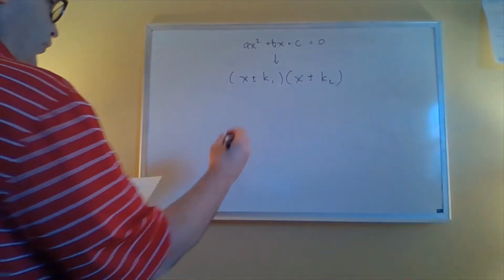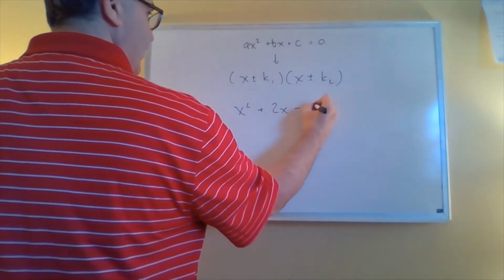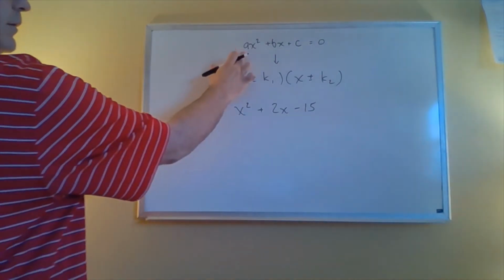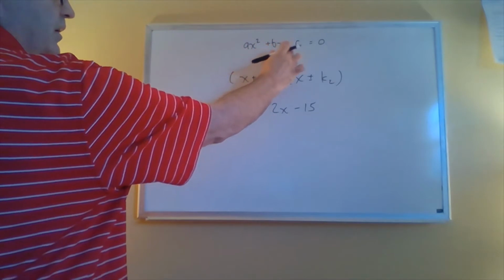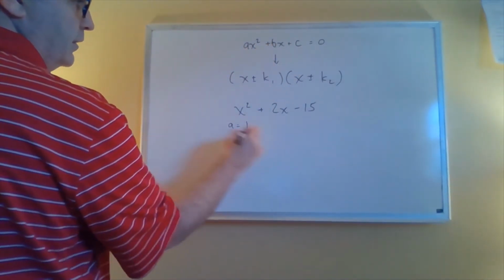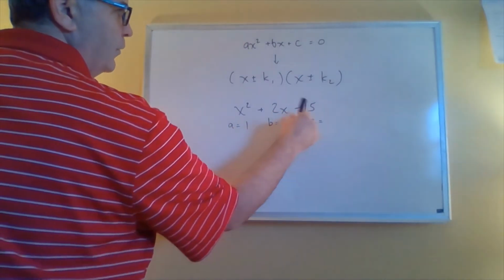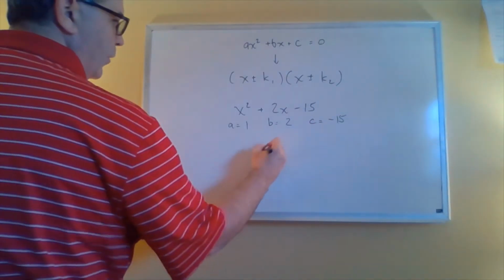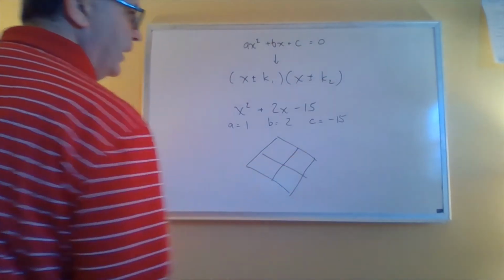So I'm going to put an example here: x squared plus 2x minus 15. Now, do you remember when I told you that ax squared, bx, and c, these are the coefficients, a, b, and c. So what does a equal? 1. Right. What does b equal? 2. And what does c equal? Negative 15.